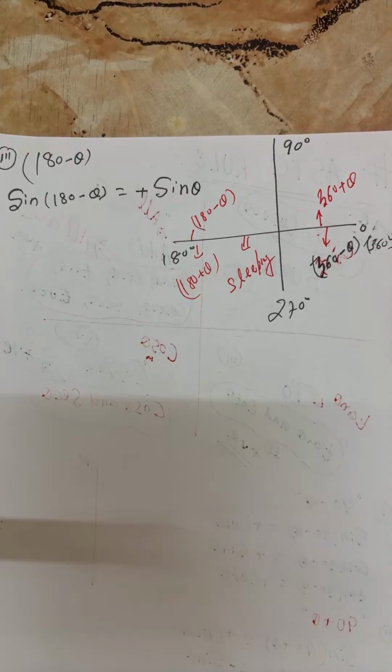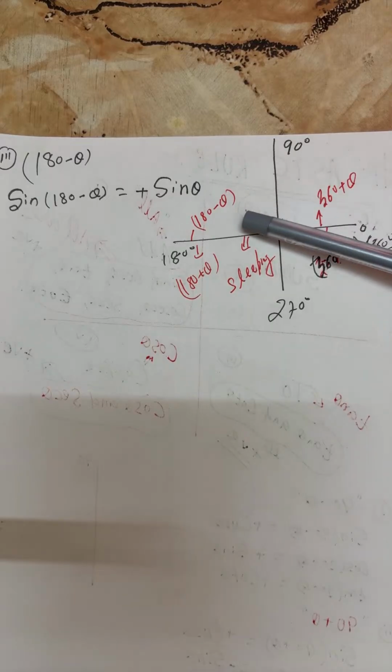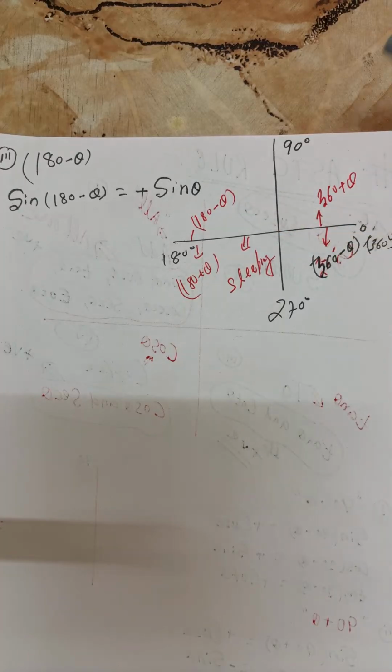Maybe there is a network issue. You are not responding. Definitely there is a network issue. Right, 180 minus theta is in the second quadrant.